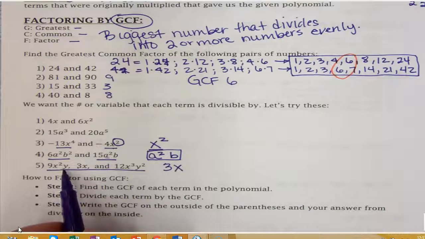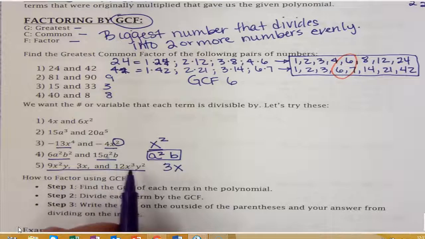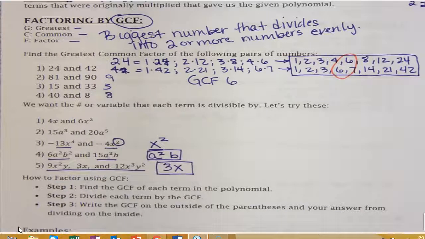This term has a y. This term does not have a y. This term has 2 y's, but if all 3 of them do not have it, I cannot take one out. So that would be my greatest common factor.